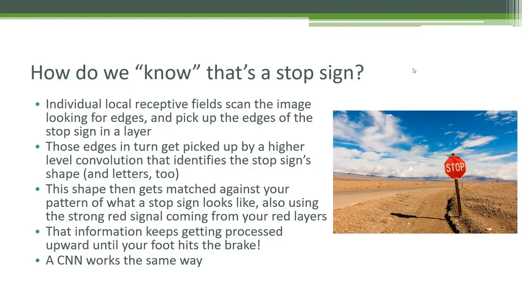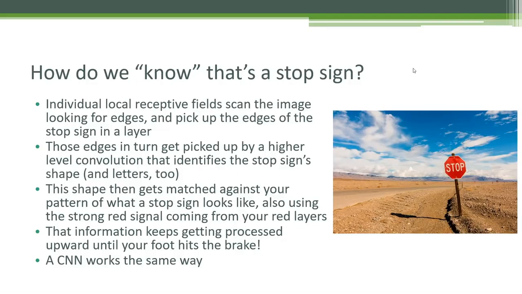Now a higher level might take those edges and recognize the shape of that stop sign. It says, oh, there's an octagon there. That means something special to me. Or those letters form the word stop. That means something special to me too. And ultimately, that will get matched against whatever classification pattern your brain has of a stop sign. So no matter which receptive field picked up that stop sign, at some layer it will be recognized as a stop sign. And furthermore, because you're processing data in color, it can also use the information that the stop sign is red and further use that to aid in its classification of what this object really is.